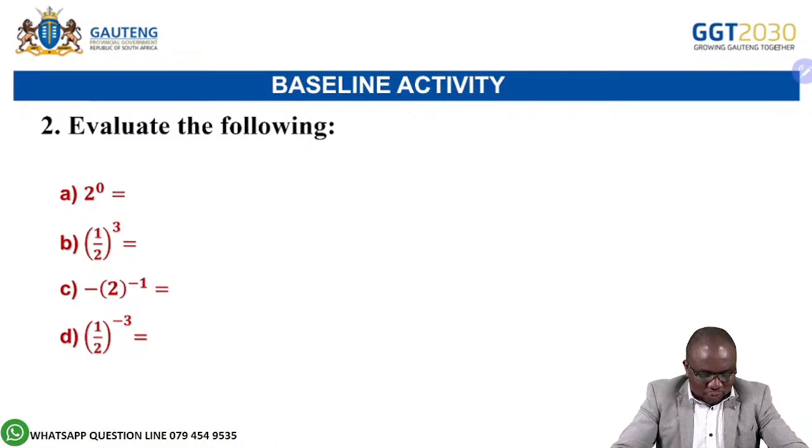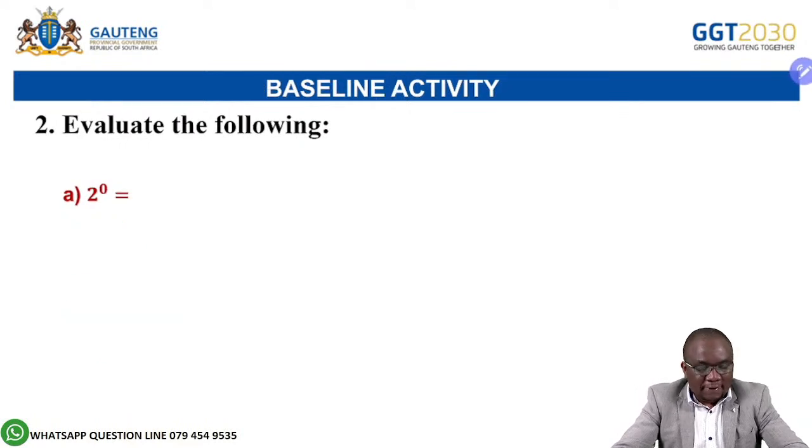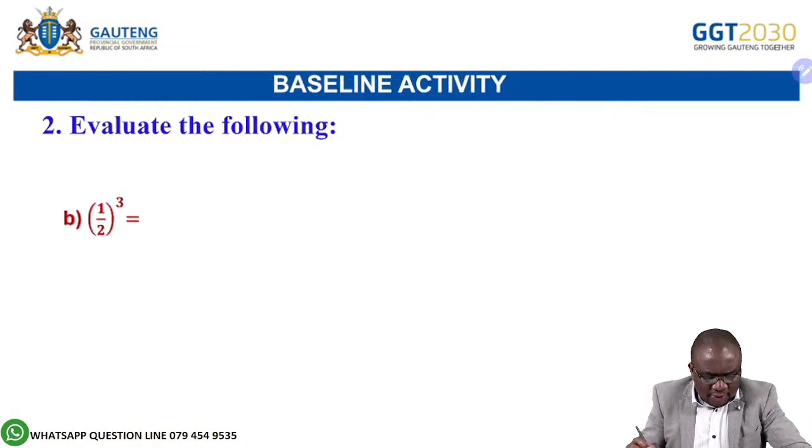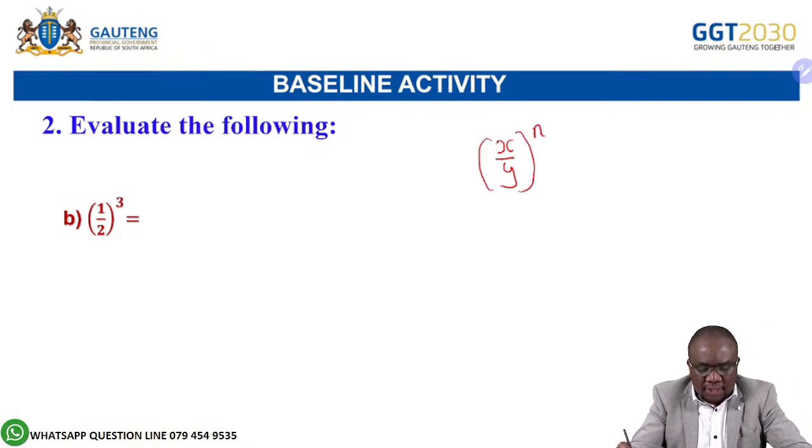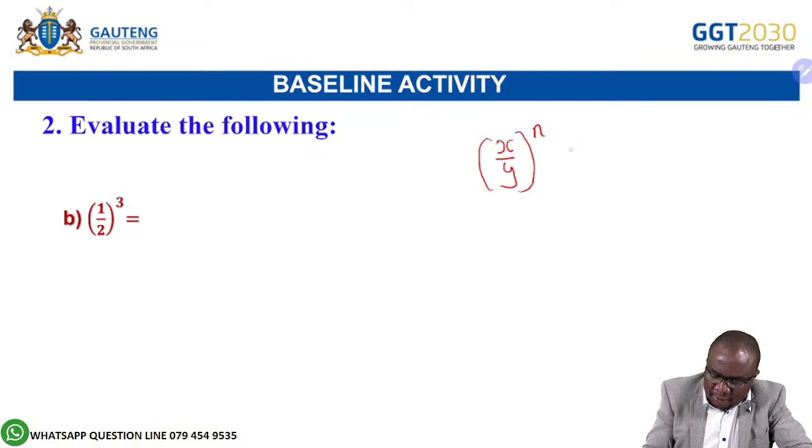Right, welcome back, learners. What did you get? Let's mark our work. The first one, 2 to the power 0. If the base is raised to the power 0, what do we get? We get 1. Any base to the power 0 is 1. Remember that. And then the next one, remember this exponential law. Let's say we have (x over y) to the power n. We're raising a quotient to a power here, and it becomes x to the power n over y to the power n. Do you remember that law?